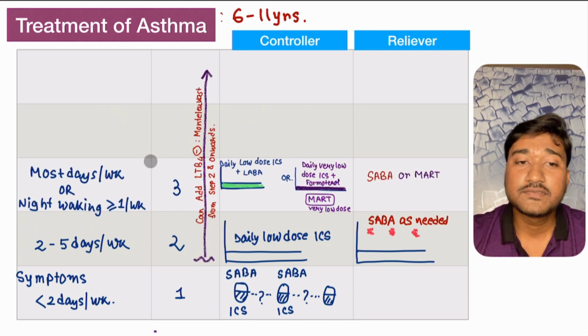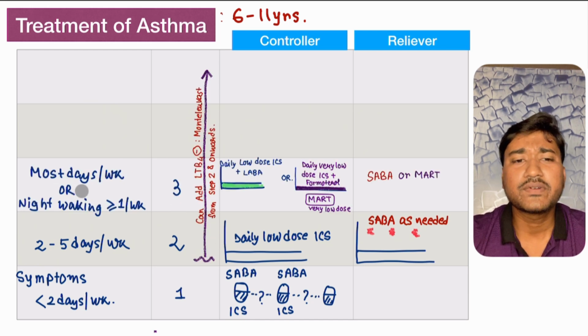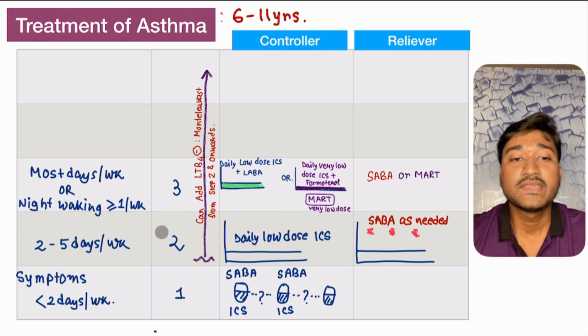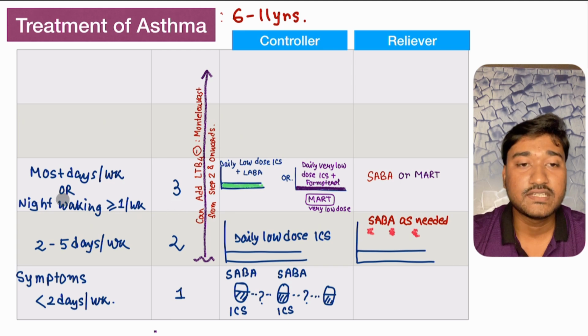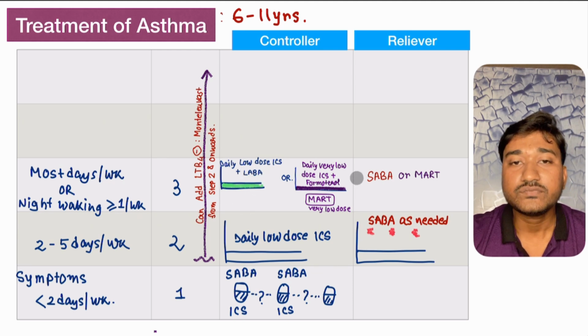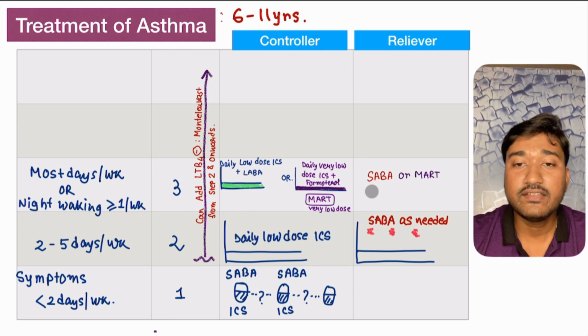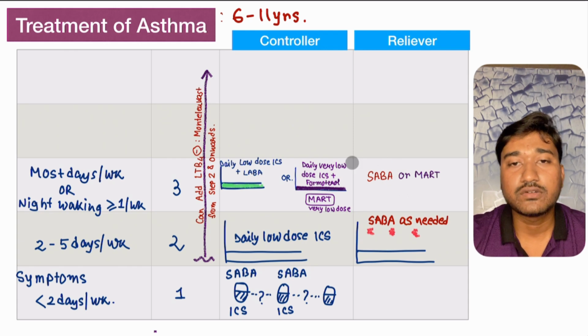So what is step 3? Suppose the symptoms are present most days per week, or if there is night waking, even a single day of night waking is present, we call it step 3. So there is "or", remember that. And the treatment as a controller is your daily low dose ICS. So we have low dose ICS here also, and also in step 3 low dose ICS plus LABA, that is long acting beta 2 agonist as a controller, and as a reliever is SABA, short acting beta 2 agonist.